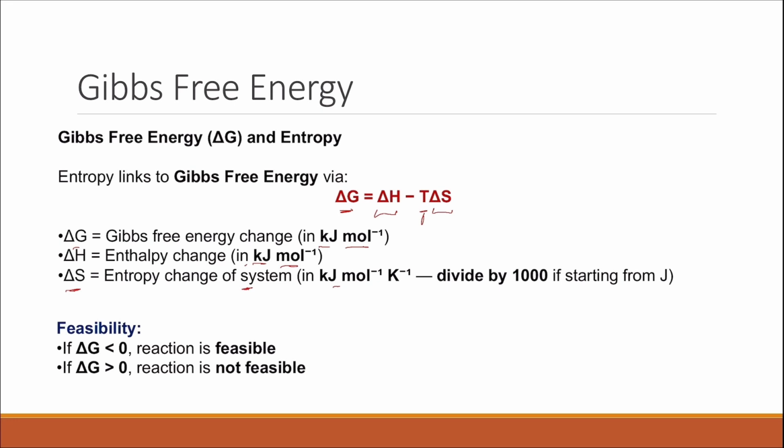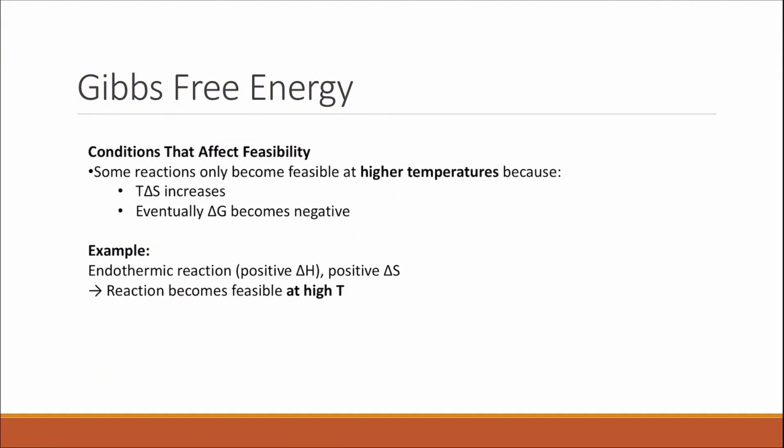So for the feasibility of a reaction, if a reaction has a Gibbs free energy less than zero, then the reaction is feasible. So the reaction can occur at this particular temperature. And if it's more than zero, on the positive side, then it's not feasible at this particular temperature.